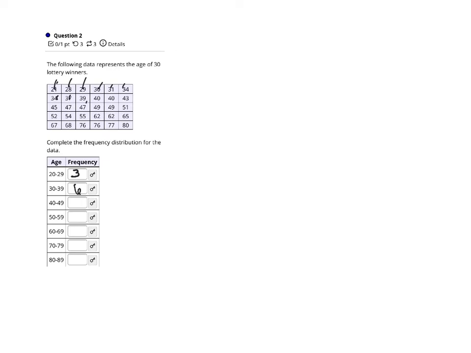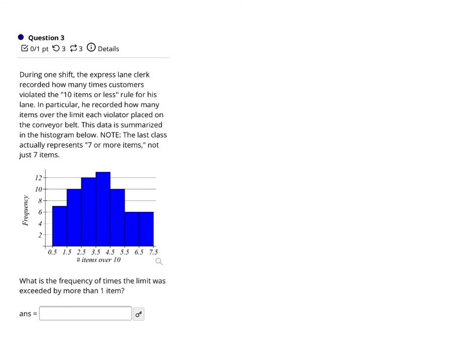That helps. 40 through 49, 1, 2, 3, 4, 5, 6, 7, 8. 50 through 59, 1, 2, 3, 4. And then 60s is 1, 2, 3, 4, 5. 70 through 79, 1, 2, 3. And then there's 1 for the 80. It's easy to make a mistake on something so easy because you get bored and you count extra. Careful there.